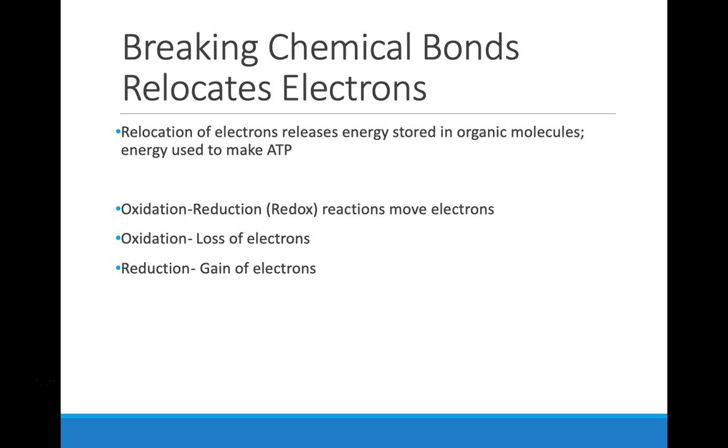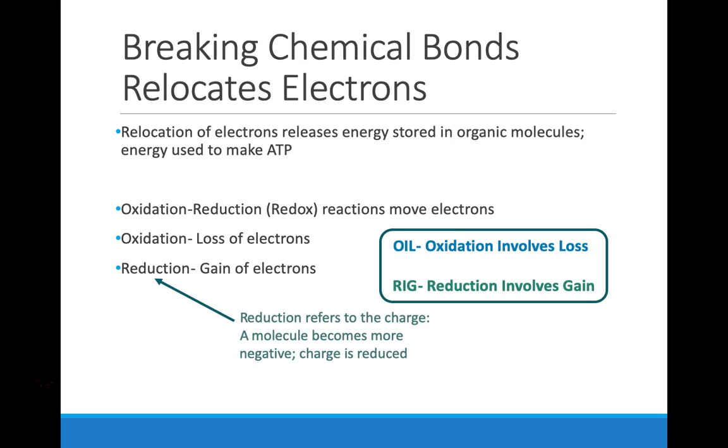These are called oxidation reduction or redox reactions. And in these reactions, electrons are moved from one atom or one molecule to another. When a molecule is oxidized, or the process of oxidation occurs, there's a loss of electrons. When a molecule is reduced, or when the process of reduction occurs, a molecule is going to gain electrons.